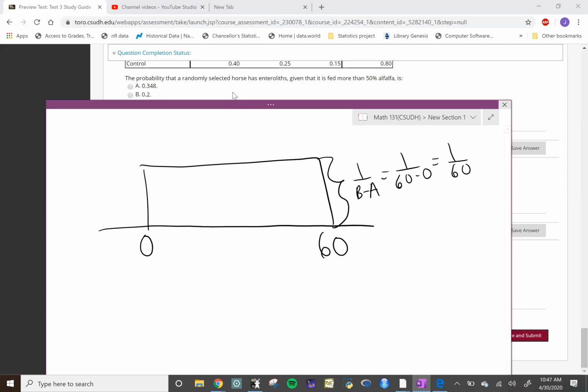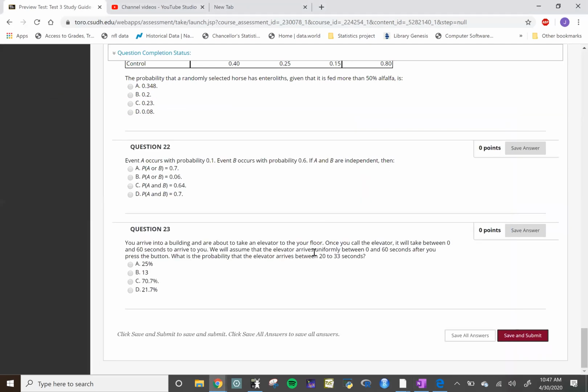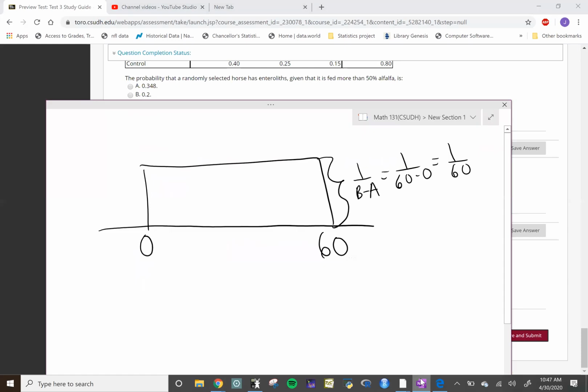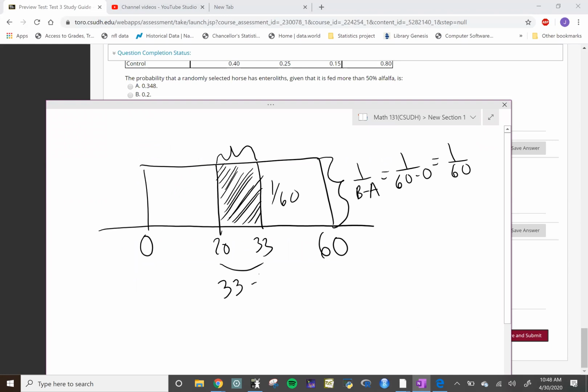Okay, so the last thing we want to do, if you look at the problem, you want to know the probability that we wait anywhere from 20 to 33 seconds. So we'll say 20 somewhere over here, 33 somewhere over here, and we want to find this area. I already know the height of this is 1 divided by 60, but I have to find the base. To find the base, you take the difference of these two. So you do 33 minus 20, and you get 13. So that's the base of our rectangle.